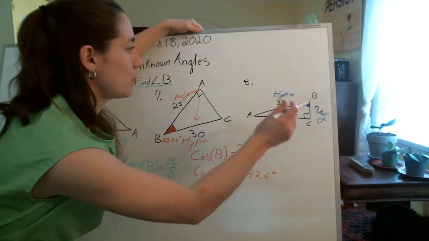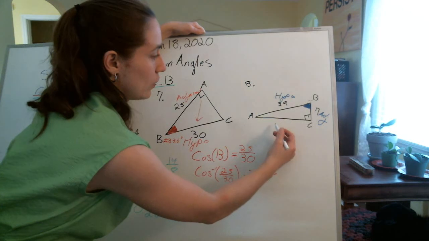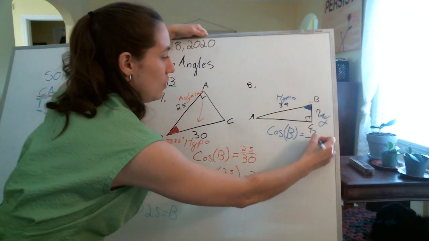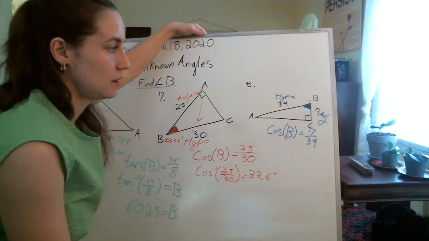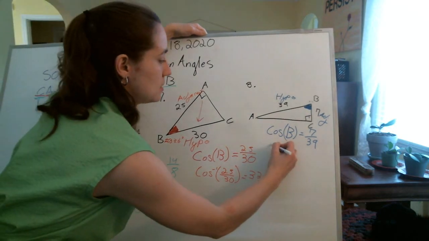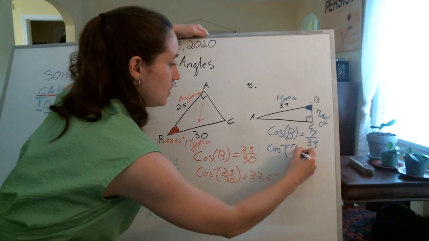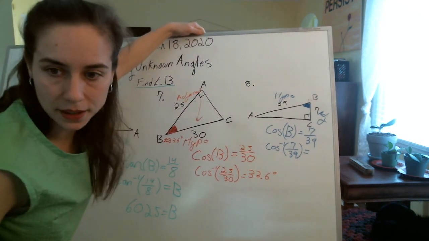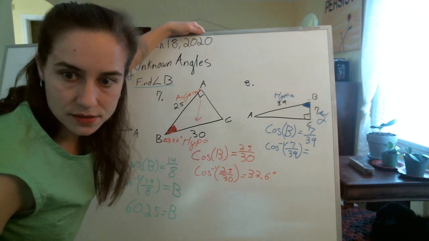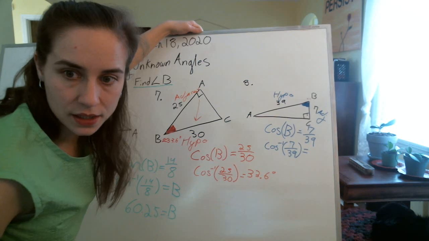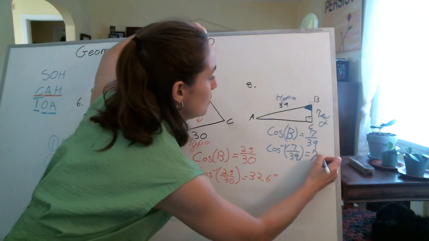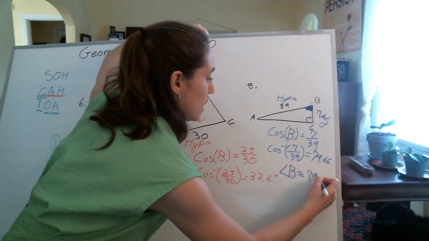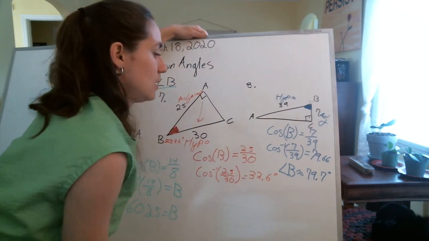So we're going to write cosine of B equals 7/39, our adjacent over hypotenuse. So that means cosine inverse of 7/39 equals, and then typing 7/39, I get 79.66. So B must be approximately equal to 79.7 degrees.